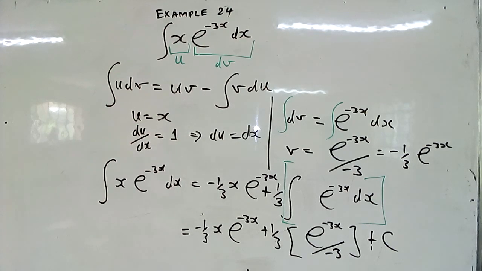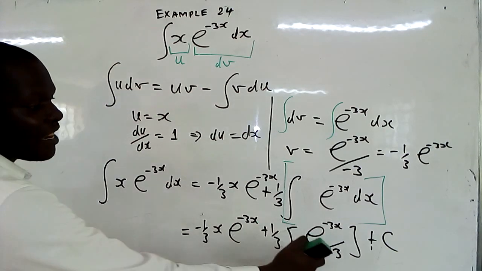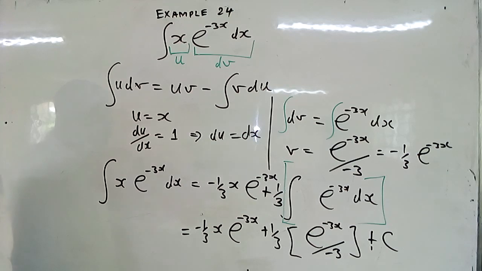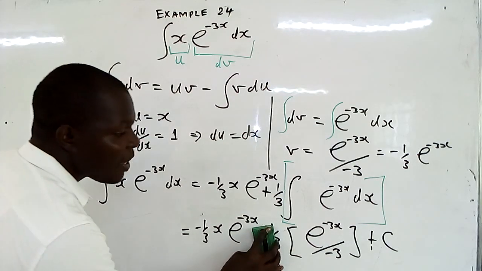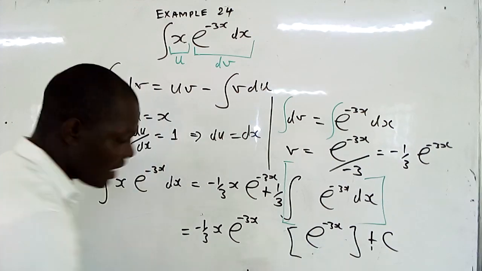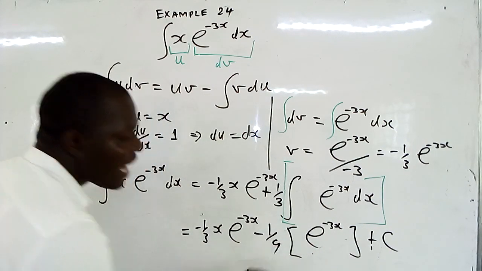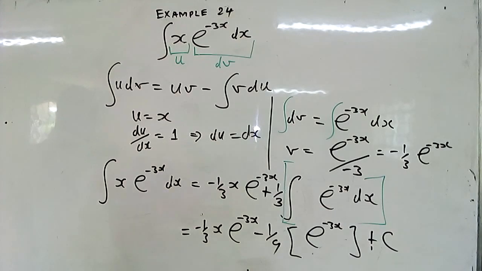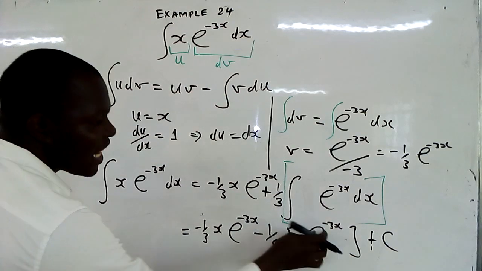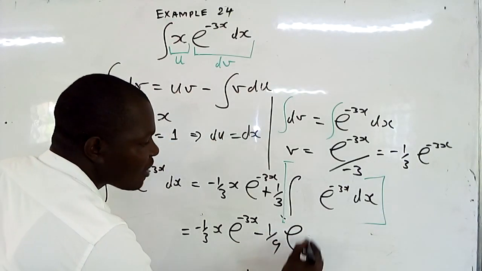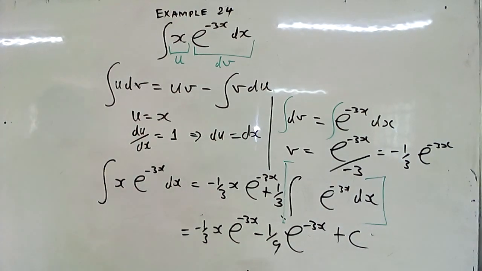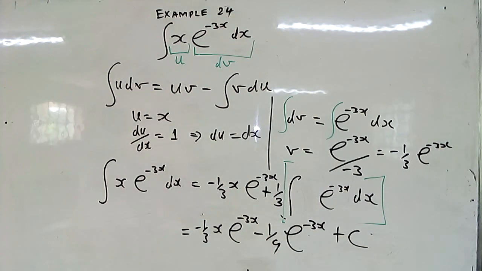If you like, you can simplify it, because a third divided by negative 3 gives you negative 1 over 9. Meaning if you open this bracket, this divided by this changes to negative 1 over 9. So negative 1 over 9 times this, you get negative 1 over 9 exponential negative 3x plus c if you simplify by opening that bracket. So you would have integrated that given problem.